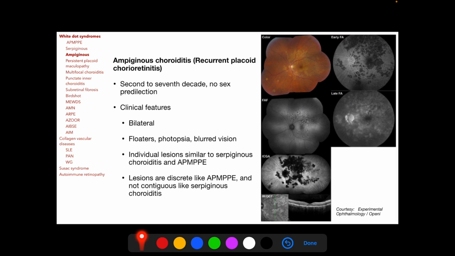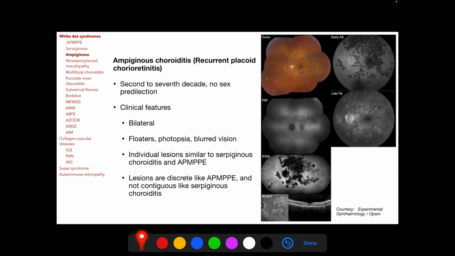Now we have an entity called Ampiginous choroiditis. The name Ampiginous derives from both serpiginous as well as APMPPE, and it is also called recurrent placoid chorioretinitis, and it can occur between 2nd to 7th decade and also has no sex predilection. It is also a bilateral disease with the patient complaining of floaters, photopsia and blurred vision. Individual lesions are similar to serpiginous choroiditis and APMPPE.